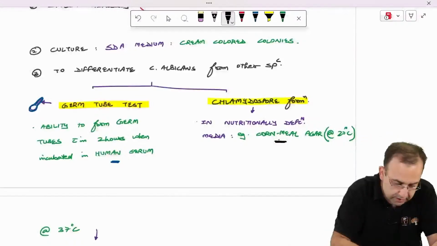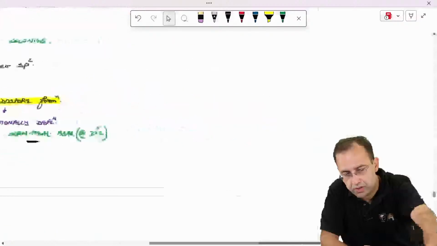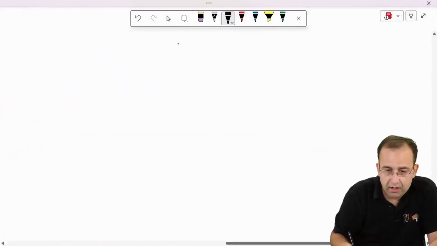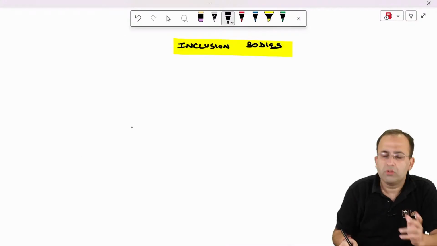And lastly, I just got a message also, okay, sir, please make the viral inclusion bodies also. Let's make the table of the same. Let us make a table of inclusion bodies. We can divide inclusion bodies into two types.